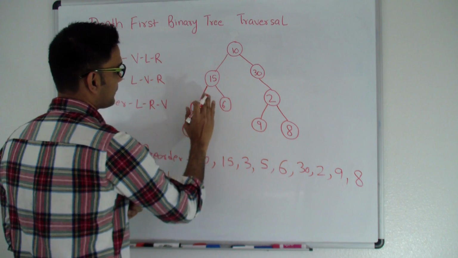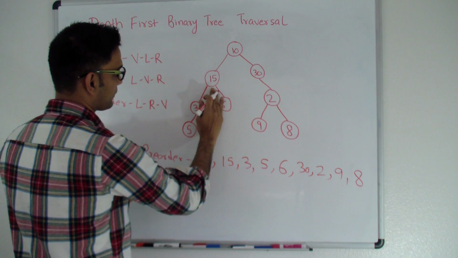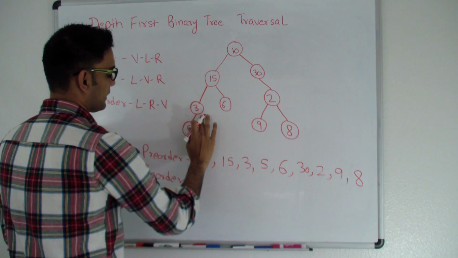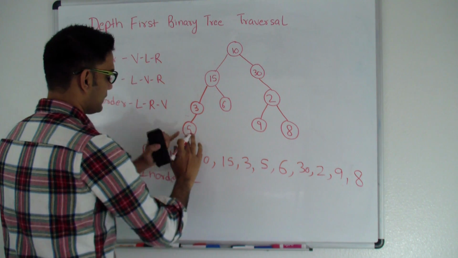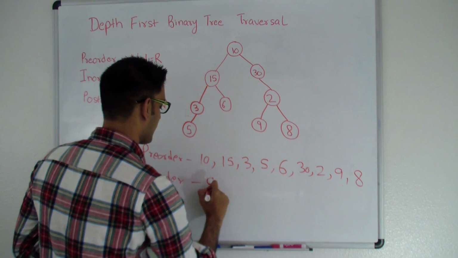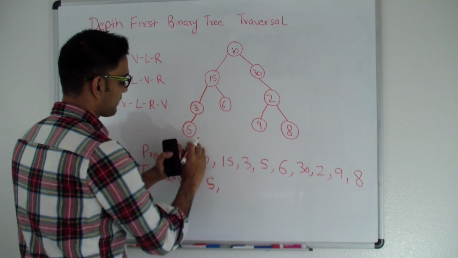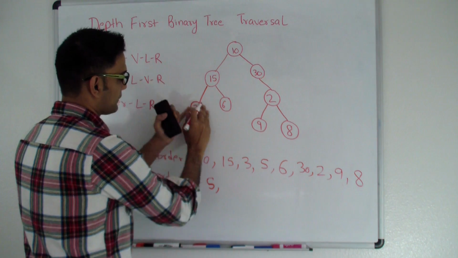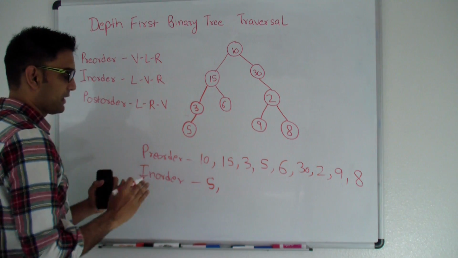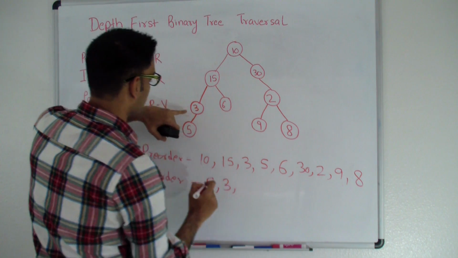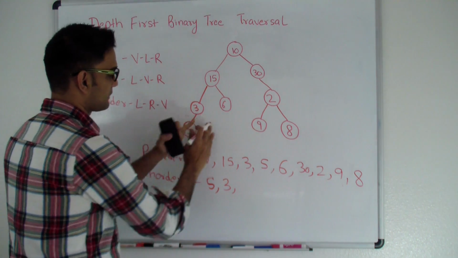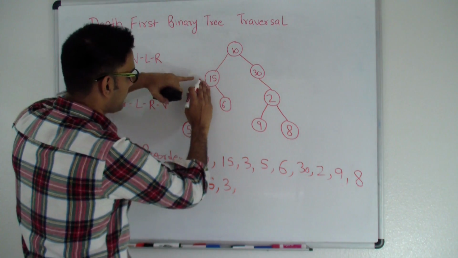So I go to 15. Before I print 15, I'm going to print everything on the left side. So I go to 3. Before 3, I'm going to go to 5. Now 5 doesn't have a left, so I first print 5. Then 5 doesn't have a right, so I go back to 3. So next, after everything on my left is printed, I print node 3, and then I go to its right. There is nothing to print on the right, so I go back to 15.